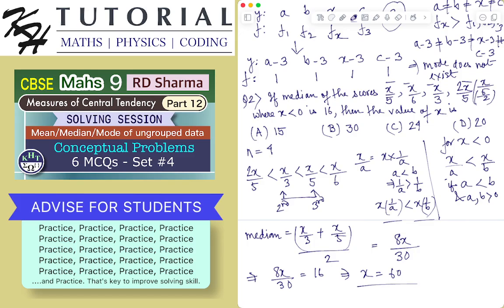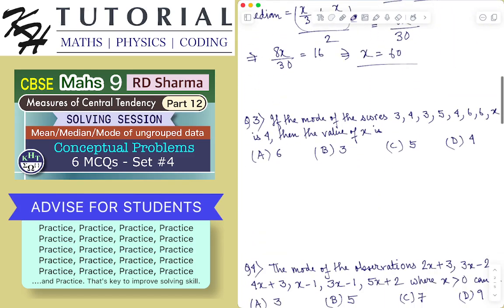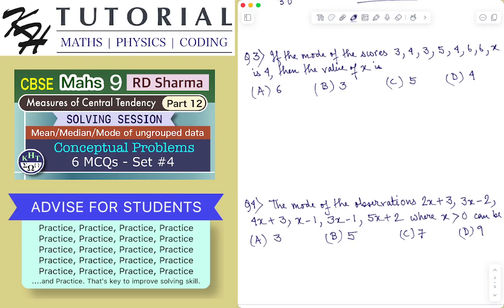Okay, let's see the next problem. Question number 3. If the mode of the scores, where some scores are given and the last score is x, is 4, then what is the value of x? Let's say x denotes the scores, you can quickly prepare the discrete frequency distribution.